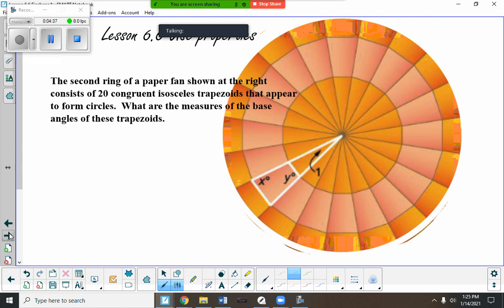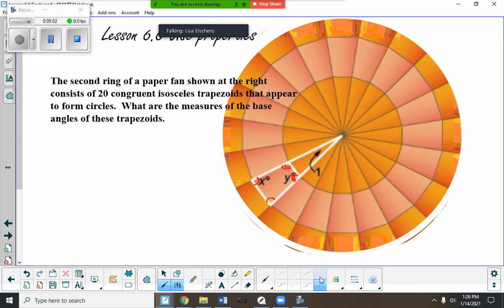Okay, this is a good one. It says the second ring of a paper fan shown at the right consists of 20 congruent isosceles trapezoids that appear to form circles. What are the measures of the base angles of these trapezoids? So we want to know what x is. Now realize that this one and this one are the same. And then these two are the same. Those are called base angles.